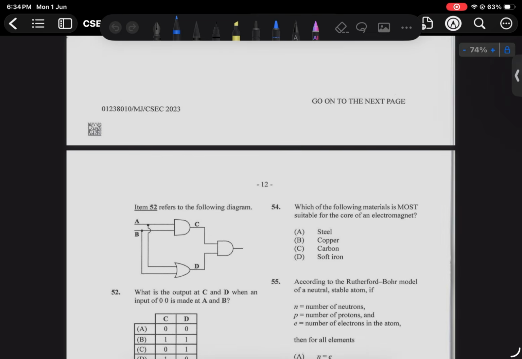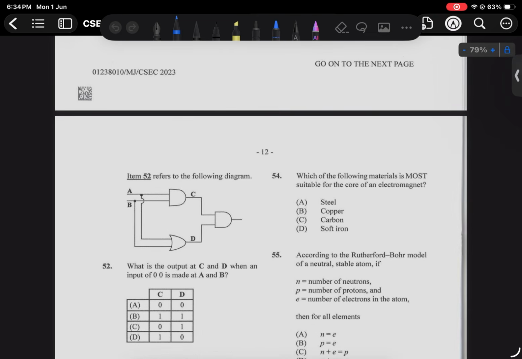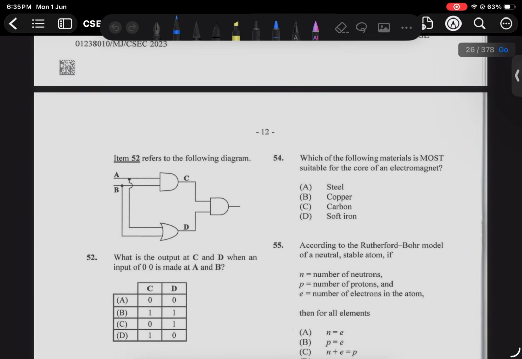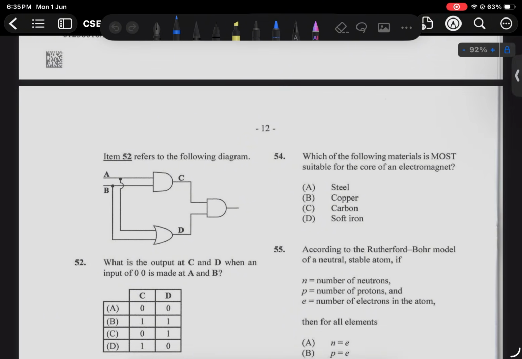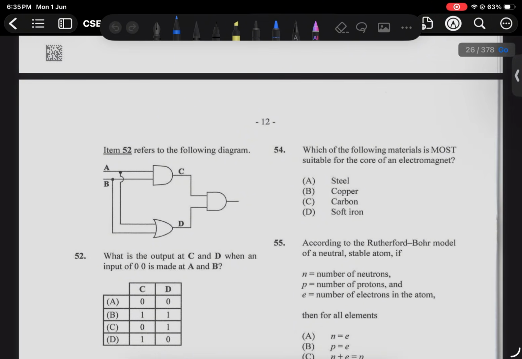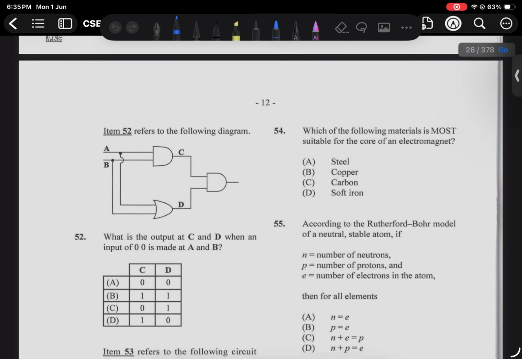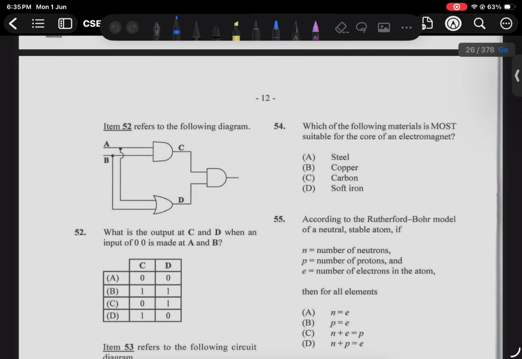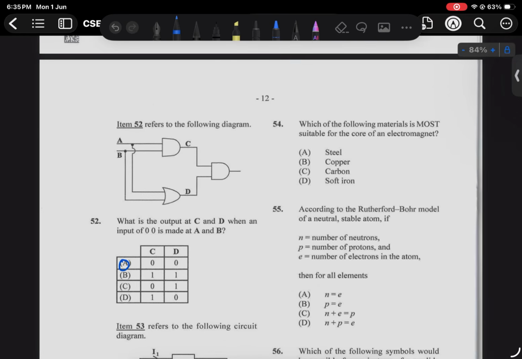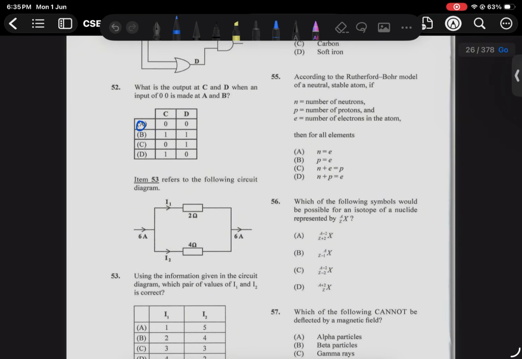Item 52 refers to the following diagram. What is the output of C and D when an input of 0, 0 is made at A and B? So if we know it's 0 and 0, unless it's a NOT gate or something, we know we'd get also 0, 0 output.